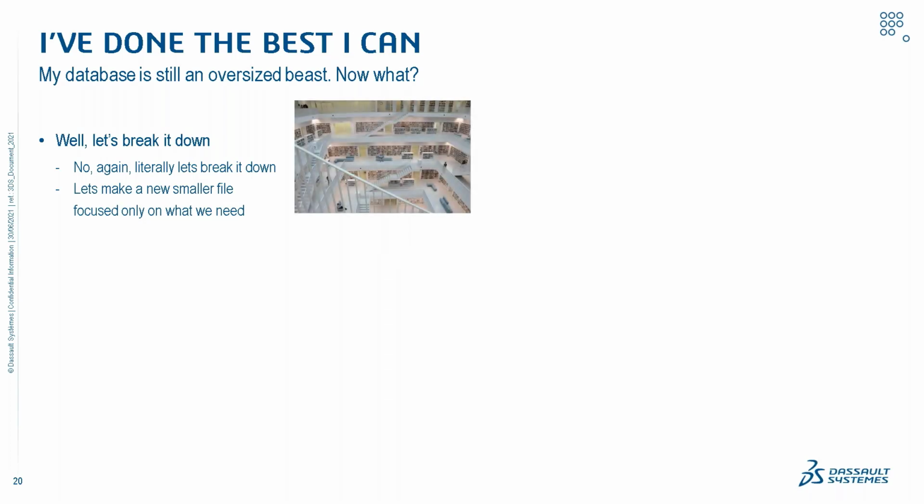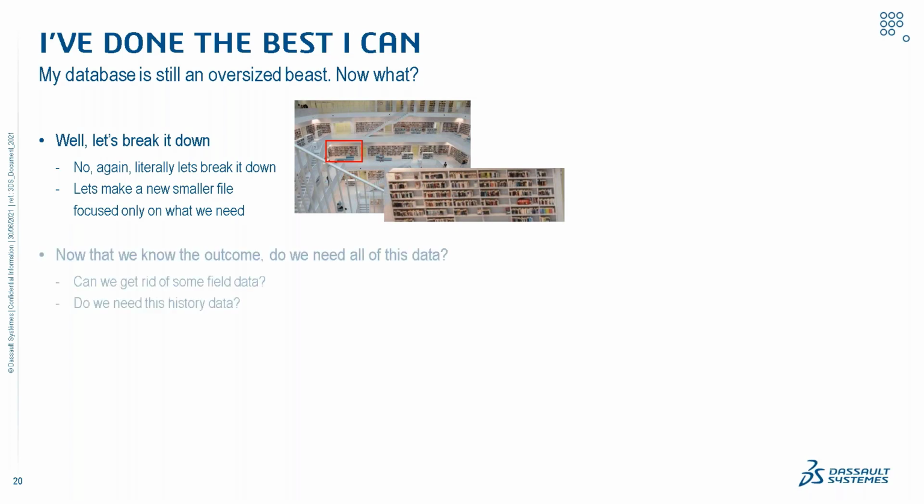Now, if the smallest that I can get it is a library, what can I do in that library? If I'm only interested in a certain bookcase in that library, searching through that bookcase is going to be much, much faster than searching through an entire library. So if you've got the results and you know the outcome, you've got the final answer to everything, do you actually need all of this information? Can we get rid of some of the field data? Do we need this history data?